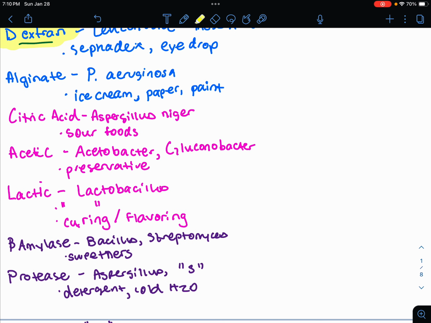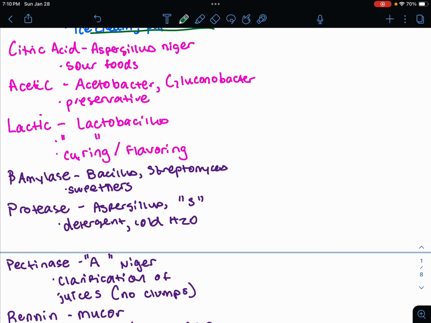A third polysaccharide is alginate. This is from Pseudomonas aeruginosa. That's the bacteria that they're going to be producing like a blue-green pigment. Alginate is used in ice cream, paper, and paint, as listed here. Right now we're going to go into acids.